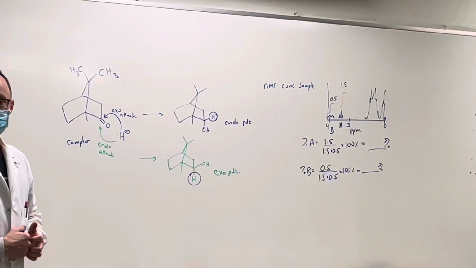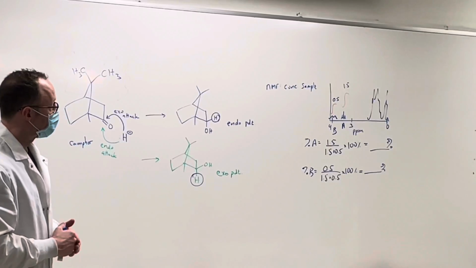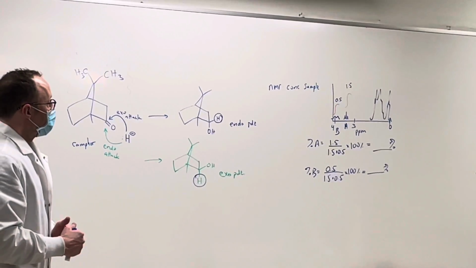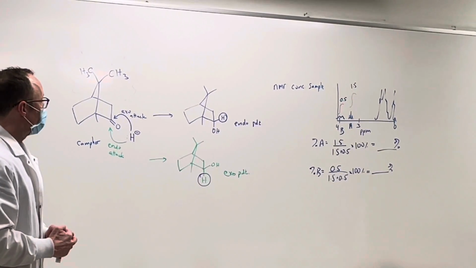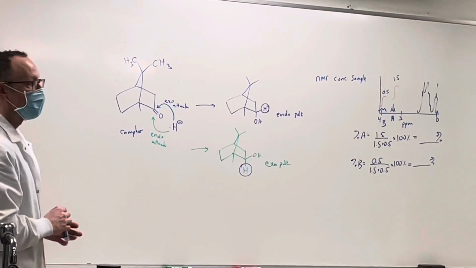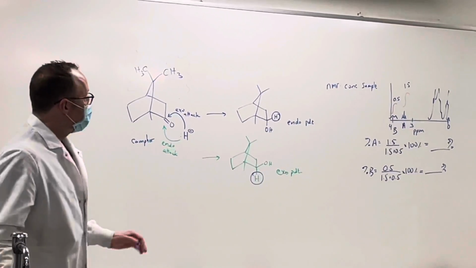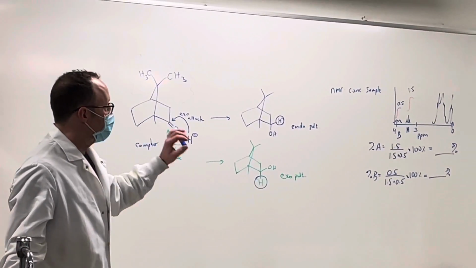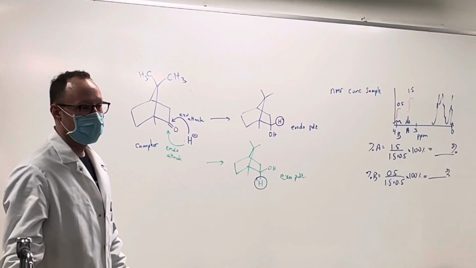Which peak correlates to the endo and the exo? Honestly, I don't even remember. It's in the lab manual. Yeah. Okay. Any other questions on the NMR aspect of this, the integration part of this?